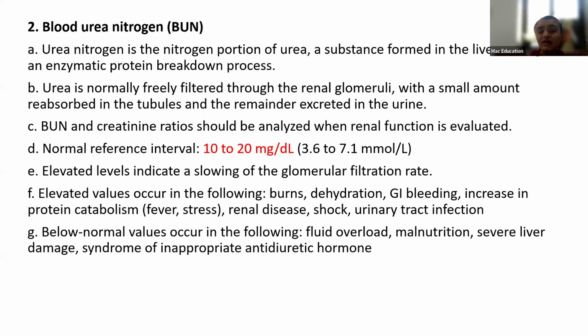Does it only recognize the renal function? No, it is not directly dependent on the renal function. There are many more reasons due to which the BUN can get elevated, so it does not rely only on the renal function. What is the normal range of BUN? 10 to 20 mg per dl. Yes, 10 to 20 mg per dl.